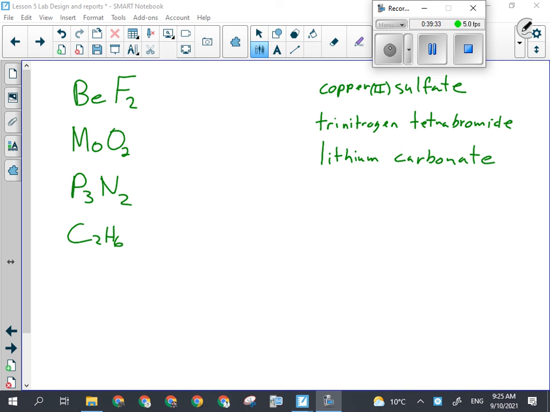So our first one here, is this ionic or molecular? It's ionic. Beryllium is a metal, so this will be beryllium fluoride. Our second one, we've got molybdenum, which is a metal, with oxygen. But molybdenum has more than one possible charge, so we need to figure out which charge it is. Oxygen's always a -2. There are 2 oxygens, so that's 4 negatives. So this must be the molybdenum with the 4+ charge.